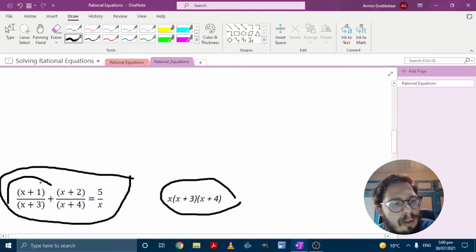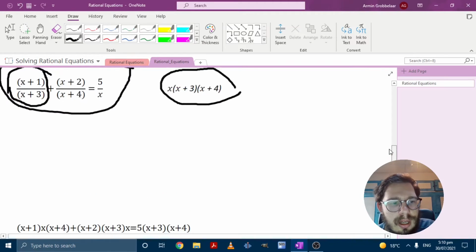So now we look at the first term here, the x plus 1. The x plus 1 already has an x plus 3, so it only needs an x and an x plus 4. So we say it's x plus 1 times x plus 4. And that's what we have here.